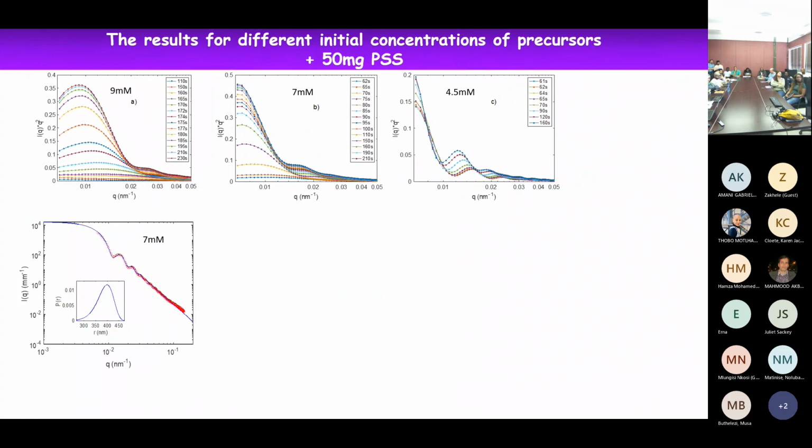And you can try to understand what's going on if you modify the concentration of the solution. So at 9 millimolar, you see that. 7 millimolar, you see that. For 4.5 millimolar, you see that. What is the conclusion? What would be the conclusion, looking at those drawings?